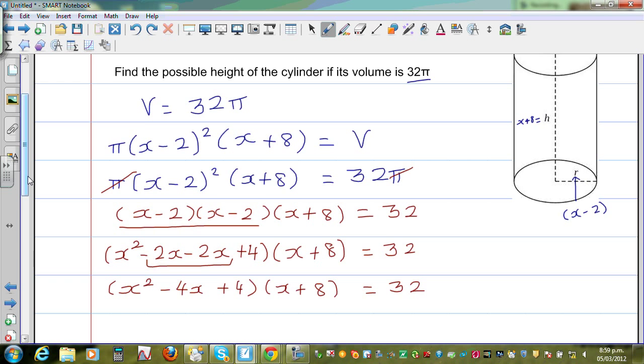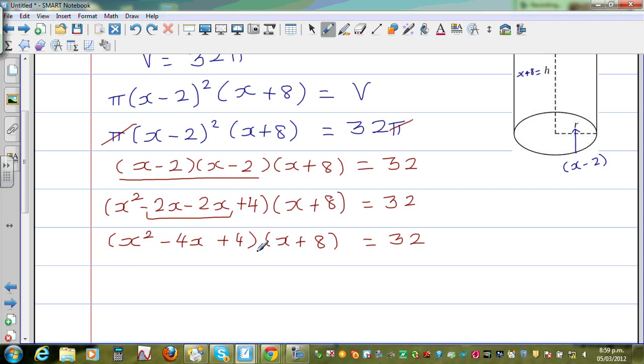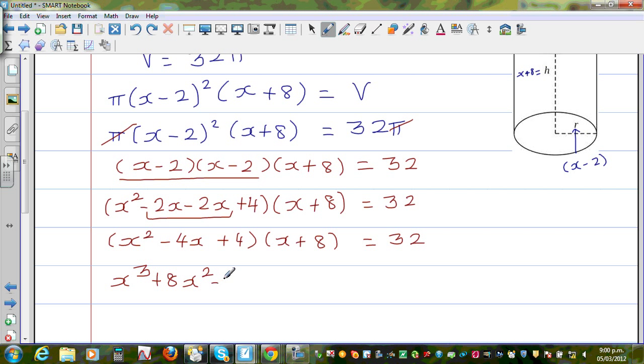So let us expand this further. x squared times x is x cubed, x squared times 8 is 8x squared. Now expanding with minus 4x, minus 4x times x is minus 4x squared, minus 4x times 8 is minus 32x. Then expanding with 4, 4 times x is 4x, 4 times 8 is 32, is equal to 32. So you've got 32 on both sides.